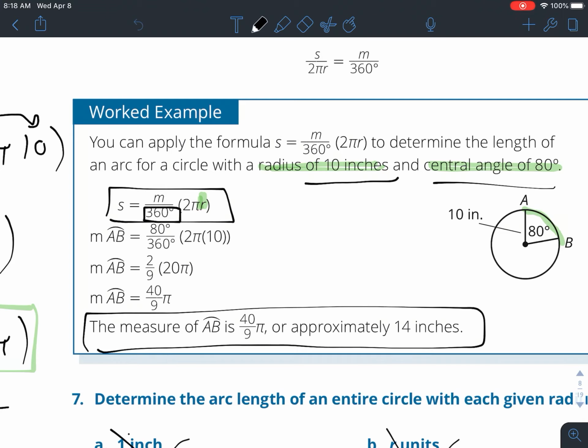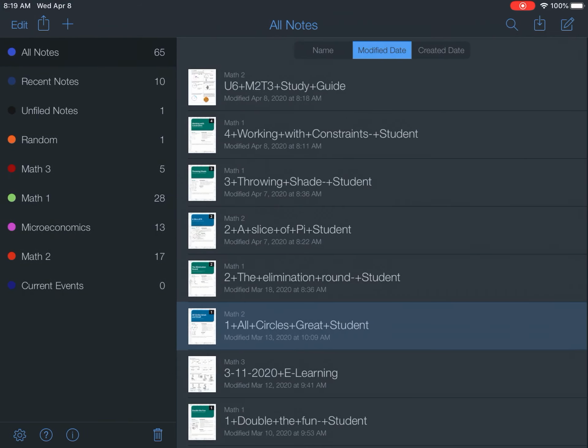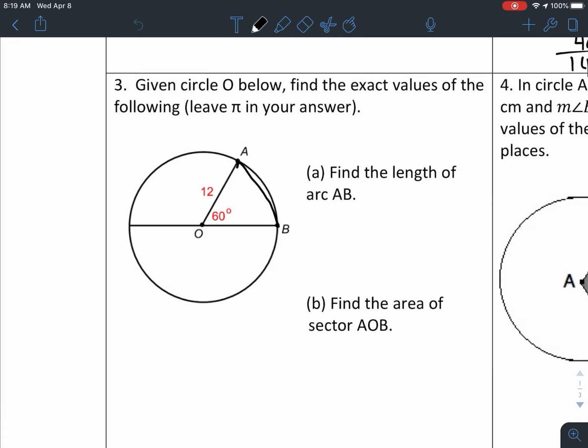So we're using this formula. It's in the worked example. I'm pulling it up on my other notes, so I have it. There we go. All right, to find the arc length, we're going to be using m over 360 times 2 pi r. The m is the measure, so that's 60 degrees over 360, times 2 pi, and our r is going to be 12 because this is our radius right there. We can figure this out because we're leaving pi in. So 2 times 12 is going to give us 24 pi.